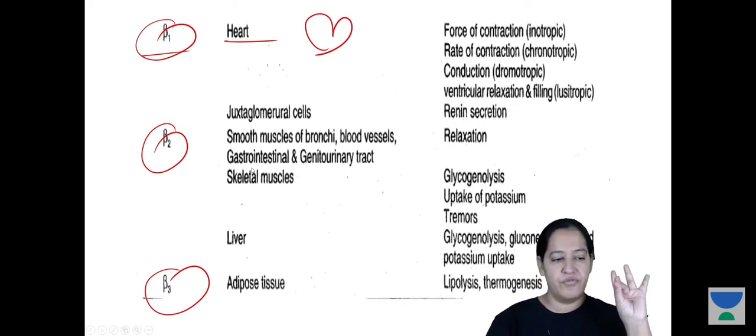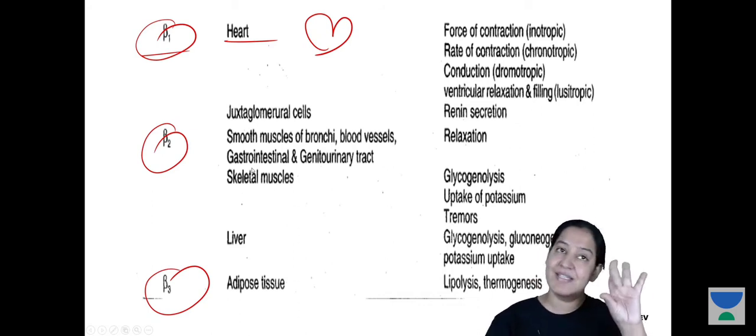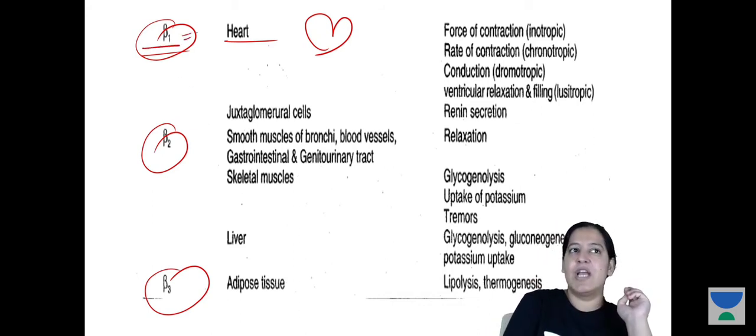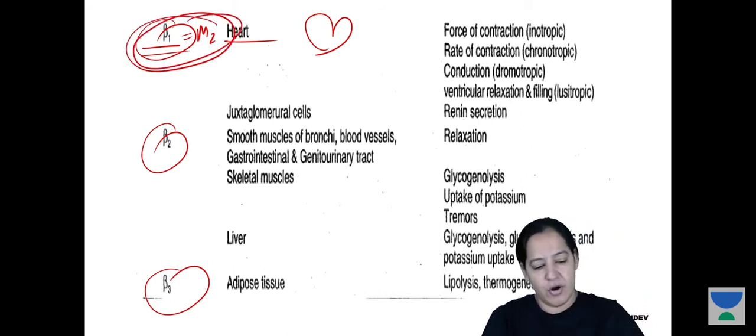So Fatima is saying M3 for the last one. I guess it is M2 here. So can I say beta 1 is equal to M2? Beta 1 is equivalent to M2. So on the heart, let me draw a diagram of the heart for you.